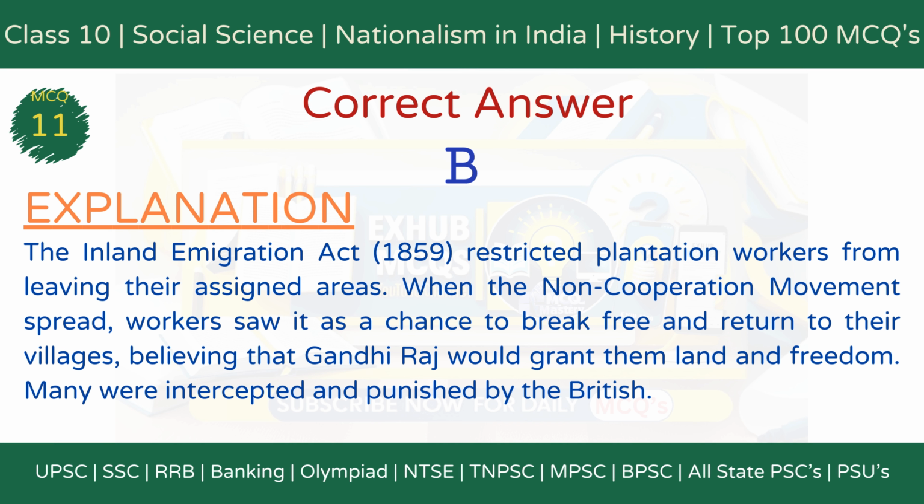Explanation: the Inland Emigration Act, 1859, restricted plantation workers from leaving their assigned areas. When the non-cooperation movement spread, workers saw it as a chance to break free and return to their villages, believing that Gandhi Raj would grant them land and freedom. Many were intercepted and punished by the British.